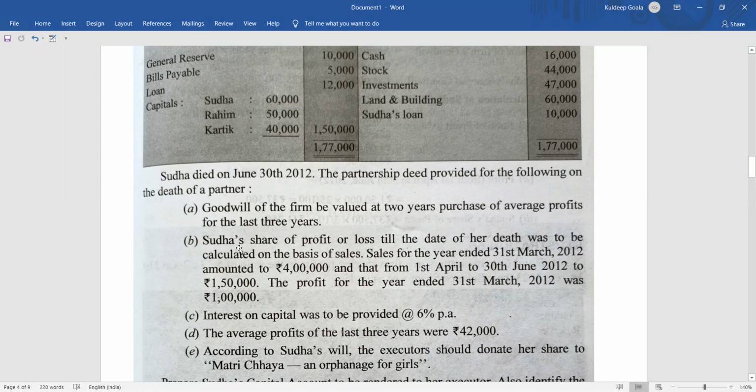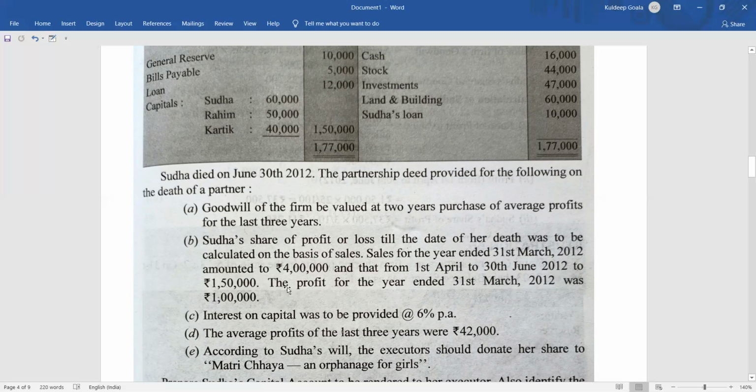After that, Sudha's share of profit or loss till the date of death was to be calculated on the basis of sales. Sales for the year ended 31st March 2012 was 4 lakh. Last year's sale was 4 lakh, and from 1st April 2012 to 30th of June 2012 it was 1,50,000. That means this year, for the time period for which Sudha was alive, for 3 months, right? So for 3 months the sale was 1,50,000.